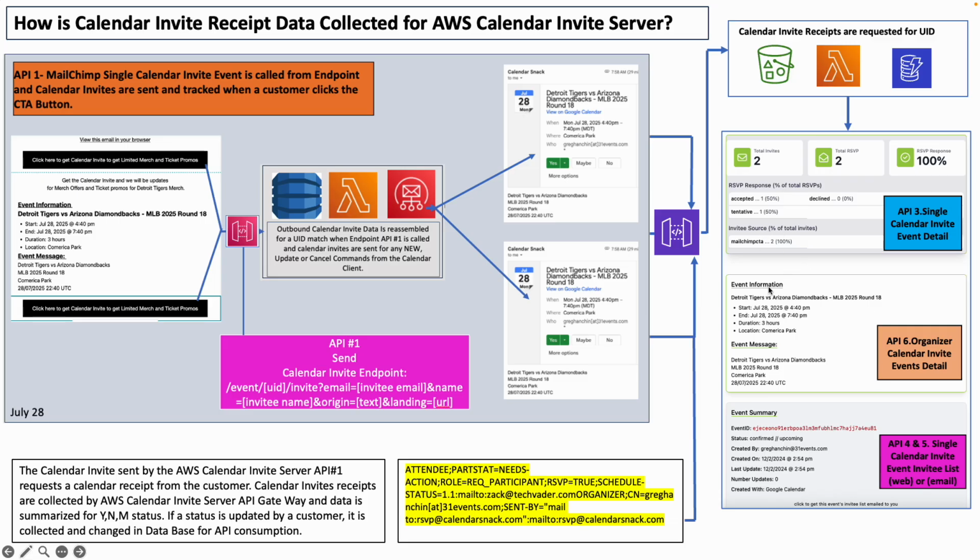So in a granular fashion, you can see that the MailChimp call to action button was clicked 2 times. These are the respondee invites, with a total of 2 RSVPs, 1 accepted and 1 tentative.